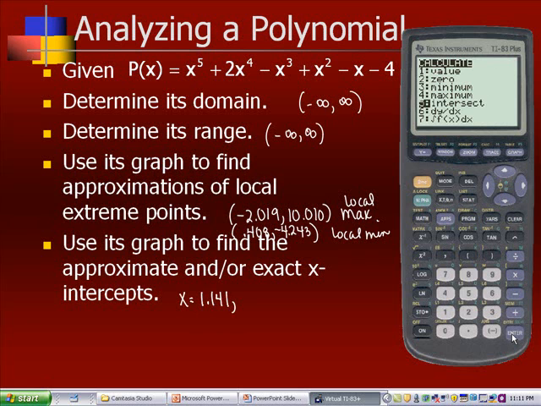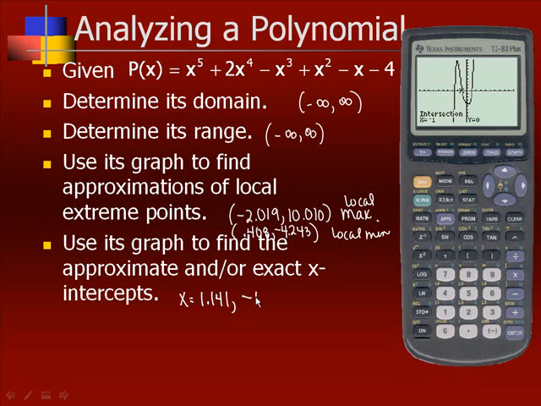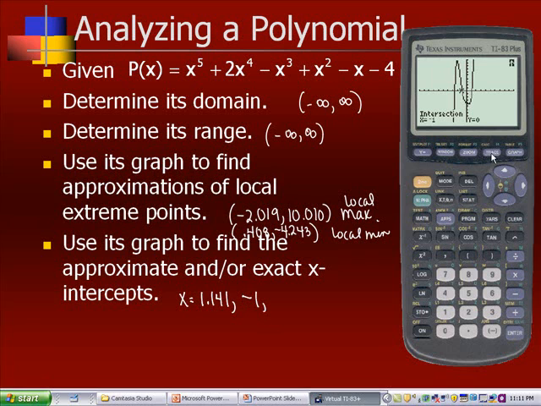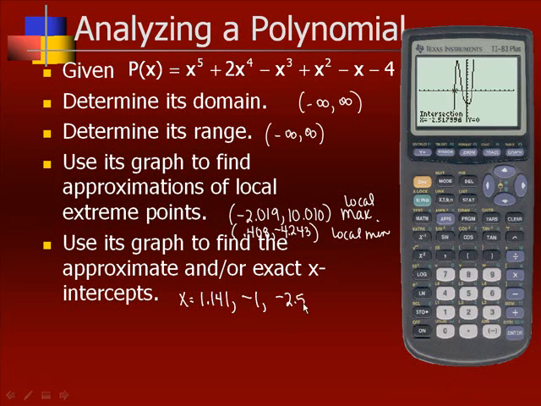We're going to do second calculate the intersect of the second point. Enter, enter. On the guess is when we're going to move our cursor over. And we get an x-intercept of -1. One more time. Second calculate number 5. Enter, enter. When it says guess, we move our cursor. And that says that our last one would be negative 2.518. So that would be our 3 x-intercepts.